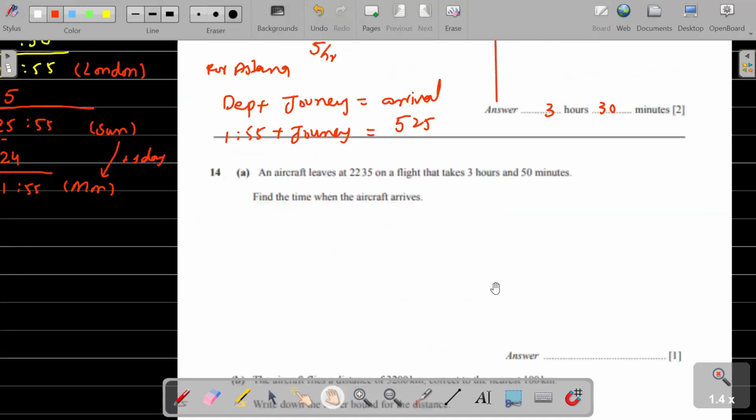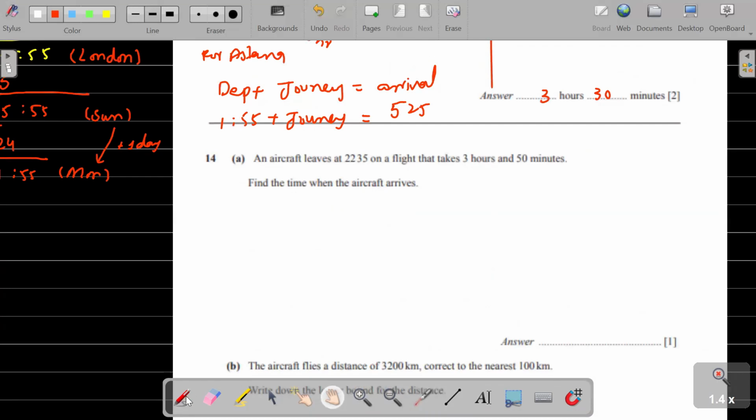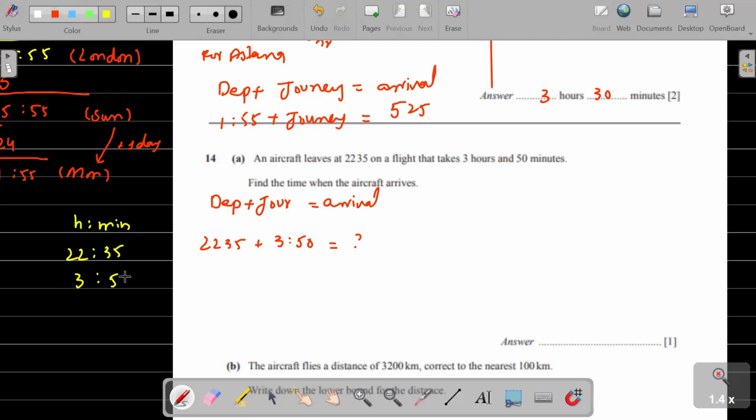An aircraft leaves at 23:35 on a flight that takes 3 hours and 50 minutes. Find the time when the aircraft arrives. Simply we are going to use our equation, which says departure plus journey equals arrival time. Journey has taken 3 hours 50 minutes. Let's calculate arrival time. We are going to use our casual method, which is hours, minutes, 23:35 and 3:50. Let's add them up. It is 25. As you can see that there are 2 or 3 anomalies.